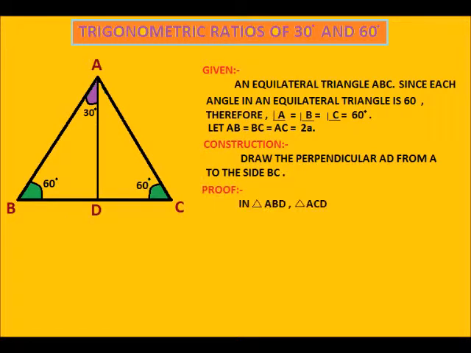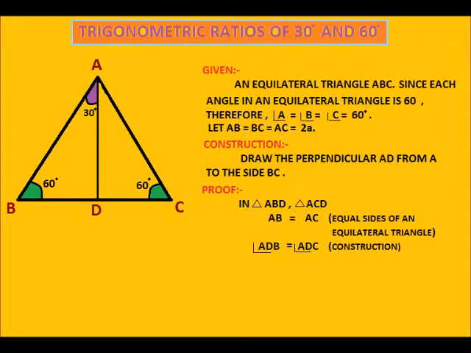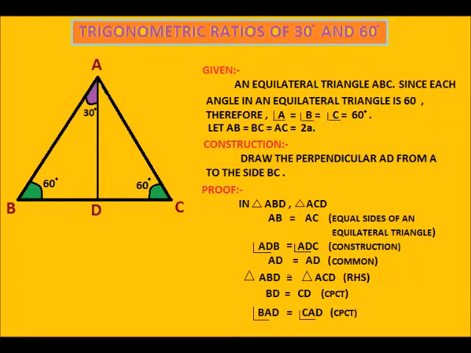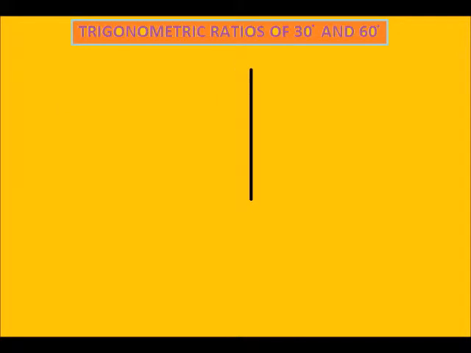Proof. In triangle ABD and triangle ACD, AB equal to AC, since equal sides of an equilateral triangle. Angle ADB equal to angle ADC. AD equal to AD, common. Therefore, triangle ABD congruent to triangle ACD by RHS. Therefore, BD equal to CD and angle BAD equal to angle CAD by CPCT.